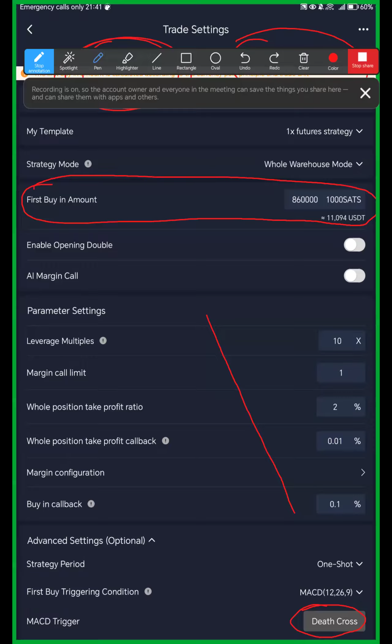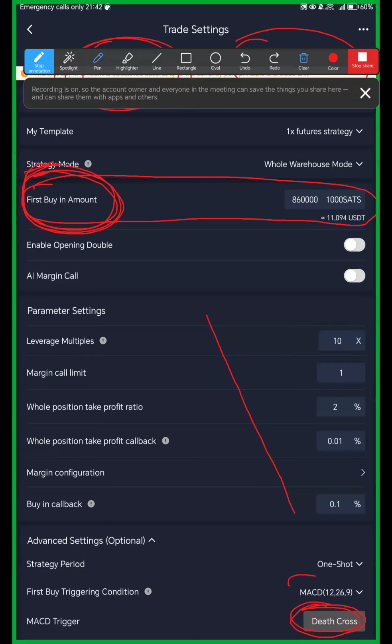It is only for first entry because you are not an expert, you are not knowledgeable about when to enter the market. Remember, your probability of winning the trade is dependent on when you enter the market and when you exit the market. But most importantly, how you do your entries in the market? So our first buy-in amount is going to be triggered by the death cross of MACD.